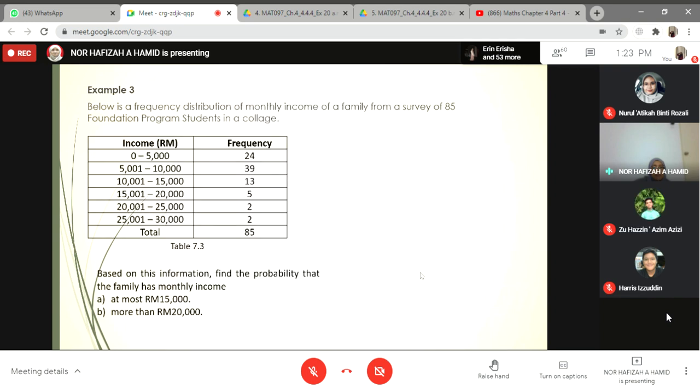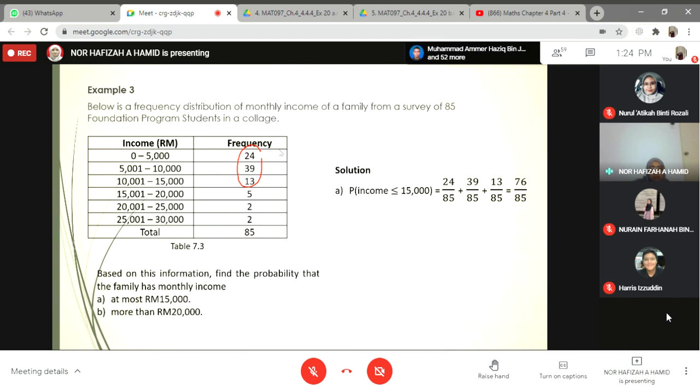Then you have example 3. So you have a frequency distribution, and the total is 85. Based on this information, find the probability that the family has monthly income at most 15,000. So it wants at most 15,000. You can calculate: here 24 plus 39 plus 13, and all of that you put over 85. So you have 76 over 85.